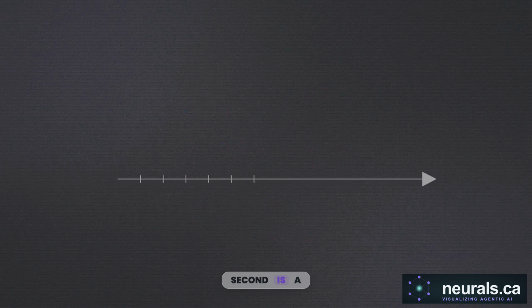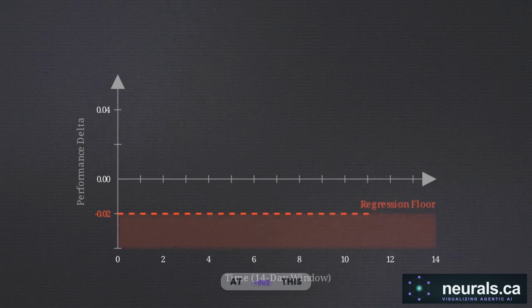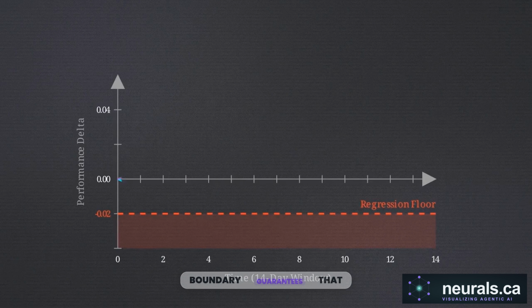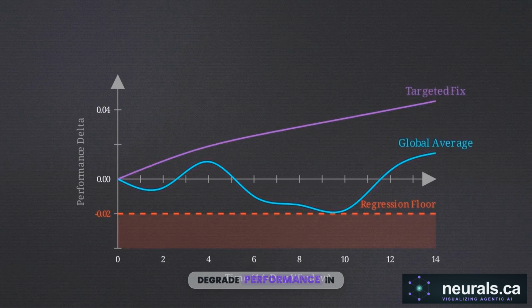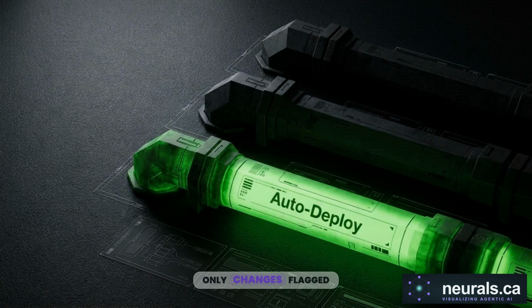The second is a regression floor, set at -0.02. This boundary guarantees that a targeted fix in one category does not silently degrade performance in another. Deployments are tiered by risk. Only changes flagged as low risk and entirely reversible are allowed to bypass manual review and auto-deploy.